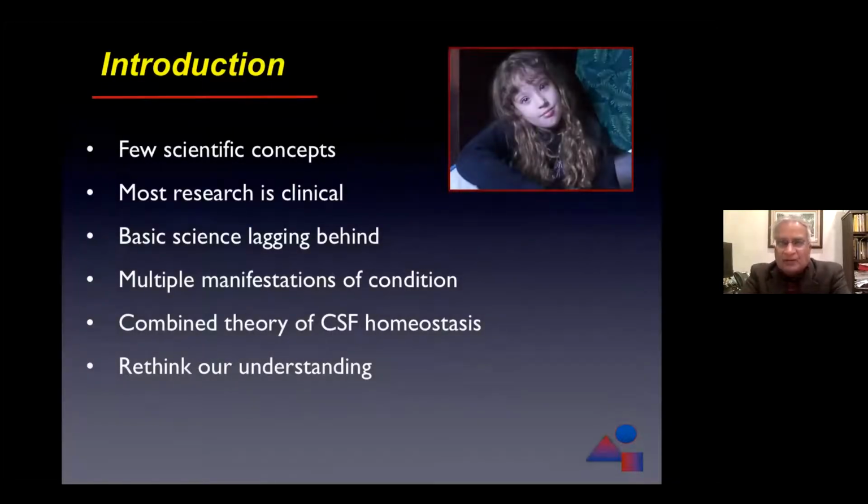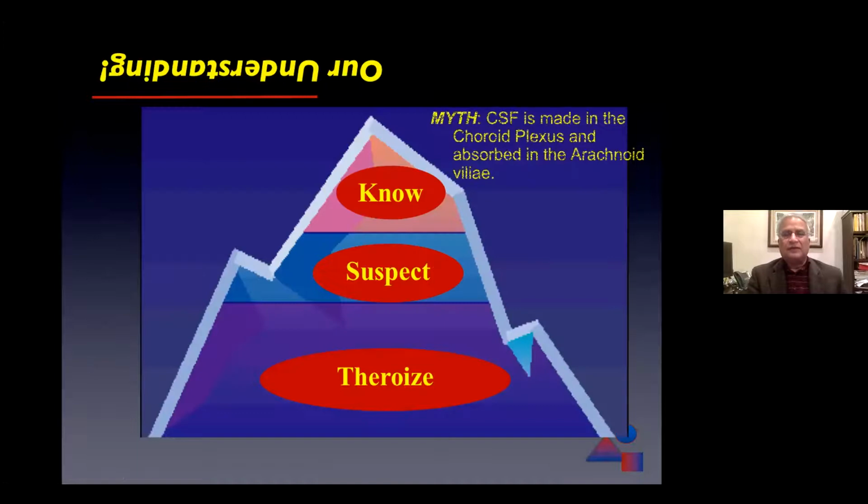A few scientific concepts. The main problem we have is that most of our science in hydrocephalus is clinical and device-oriented. I believe something is wrong compared to other fields. We need more basic science, so I'll touch upon that if time allows. We have multiple manifestations of this condition, which we need to somehow make better. If we can come up with a combined theory of hydrocephalus and CSF homeostasis, friends, I think we'll do a better job, and I hope to provide some stimulation to rethink our understanding.